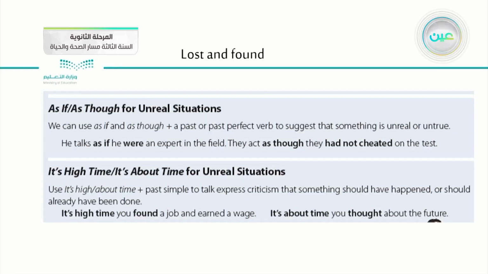Now let's go to the second and the third part of the first part in our lesson today, which is talking about as if or as though for unreal situations. We can use as if and as though plus a past or past perfect verb to suggest that something is unreal or untrue. For example, he talks as if he were an expert in the field.